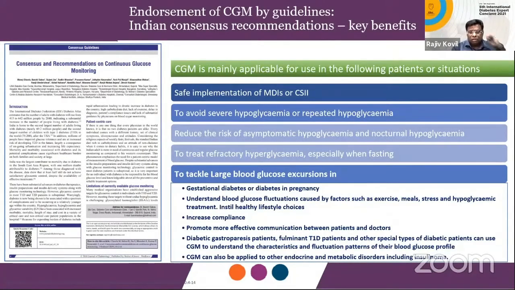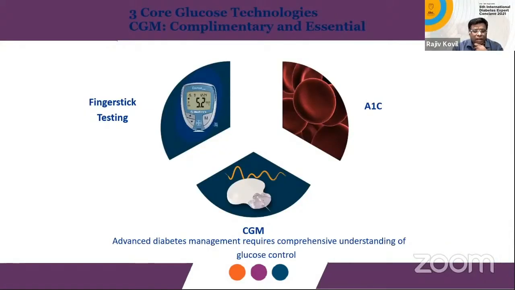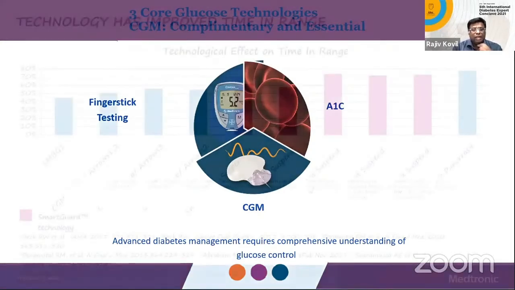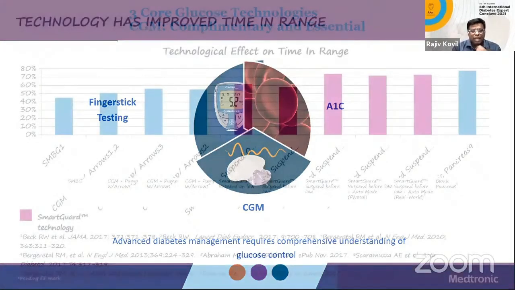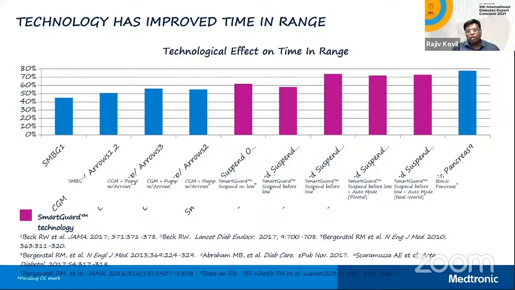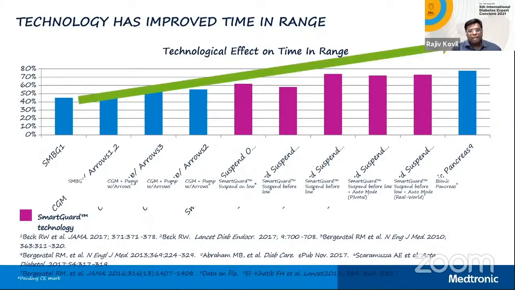I'll come down to the final few studies where finger stick, HbA1c, and CGM are all complementary. Finger stick testing gives us a snapshot. CGM gives us the whole picture. HbA1c is where a lot of our outcome related studies are based upon. So all of them are complementary, none of them are replaceable, but probably TIR is emerging as a very powerful tool, and whether it replaces HbA1c in future will depend. But technology has surely improved time in range, and as you can see from SMBG usage and almost coming to a hybrid pump, we are able to improve the time in range quite a bit.